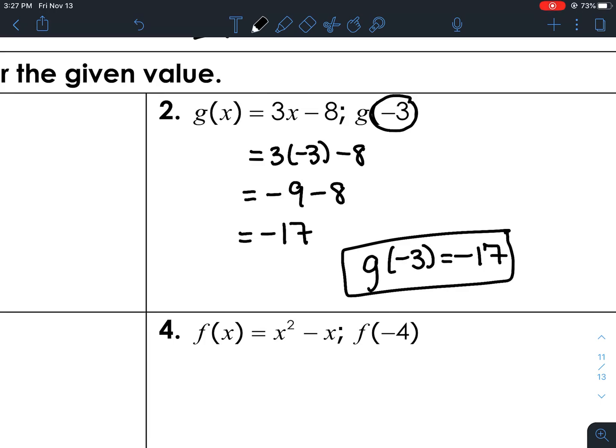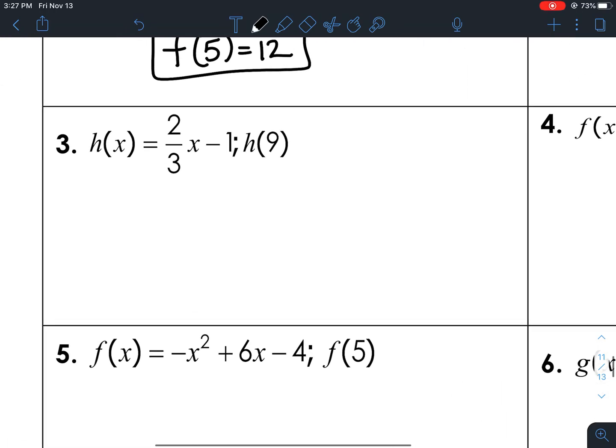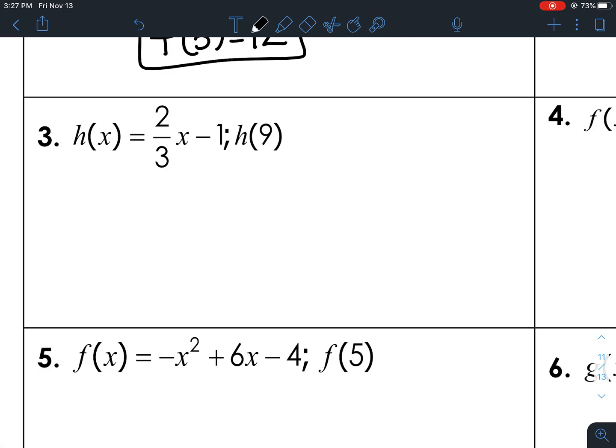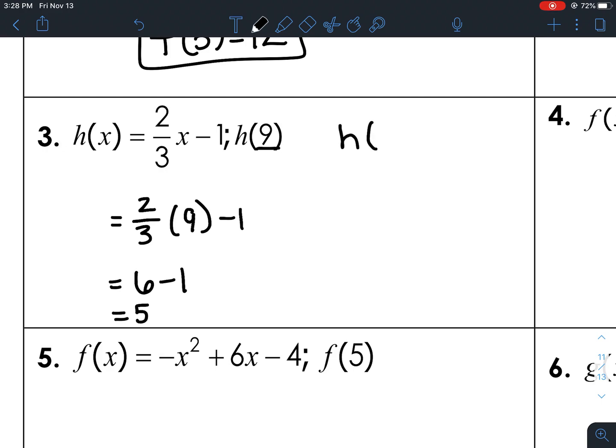Okay, let's try some harder ones. This one now involves a fraction. Same steps as we did before, replacing our x with 9. So we have 2/3 times 9 minus 1. Just plug that 2/3 times 9 into your calculator. When you plug that into your calculator, you'll get 6 minus 1, which gives us 5. So that gives me my final answer of h of 9 equals 5.